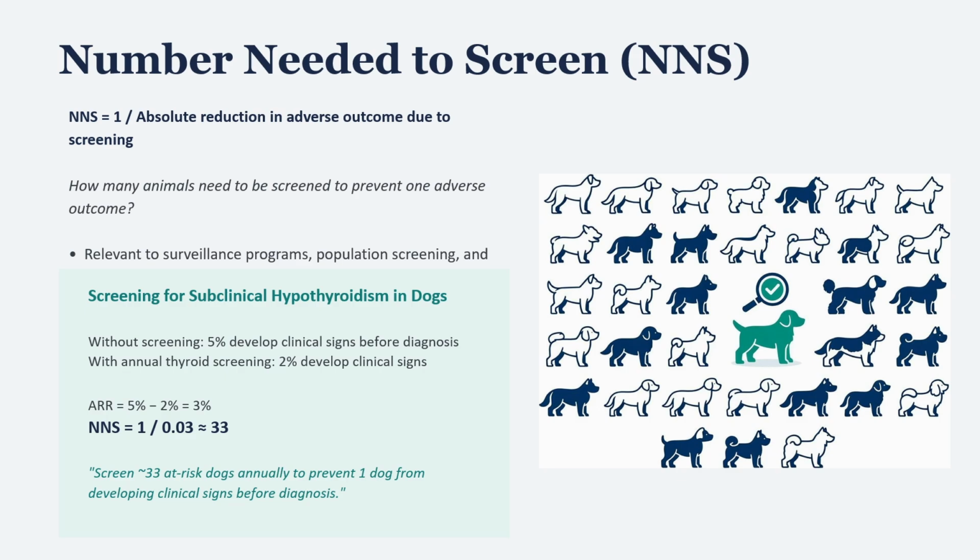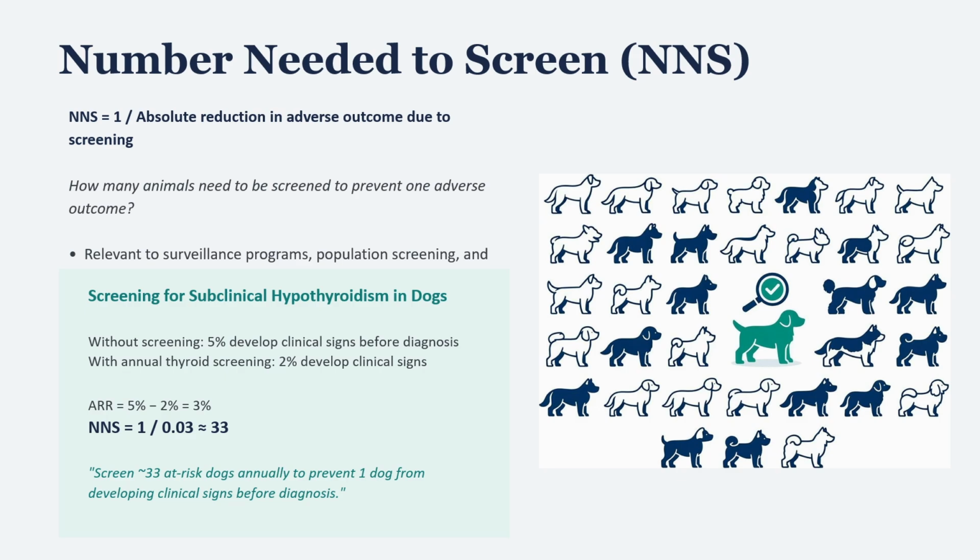NNT can replace. The NNT concept extends naturally to screening and testing programs, and this extension is particularly relevant for epidemiologists designing surveillance programs or evaluating the cost effectiveness of wellness testing recommendations. The number needed to screen asks, how many animals do you need to screen to prevent one adverse outcome? The calculation is conceptually the same as NNT, 1 divided by the absolute risk reduction. But now the treatment is a screening test itself, and the benefit is earlier detection leading to better outcomes.